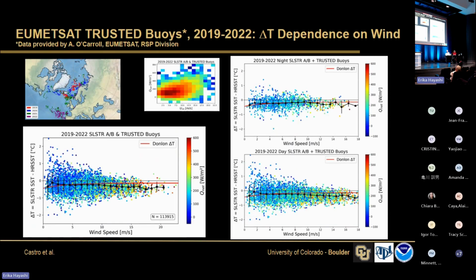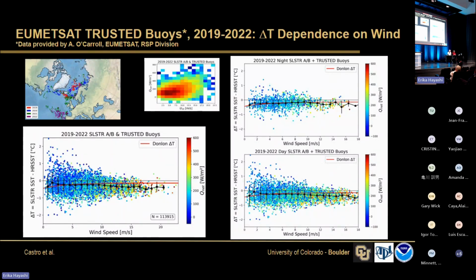Finally, we have the hybrid data set where the skin SSTs are from SLSTR. The subsurface temperatures are from the high resolution SST sensor on the Trusted buoys, which is about 17 centimeters below the surface. And the fluxes and winds are from ECMWF ERA5 reanalysis. At the time, I extracted all the Trusted buoys above 40 degrees north. So most of the data is from the Arctic Ocean, which means that it's during the Arctic melt season. In other words, it's mostly daytime data.